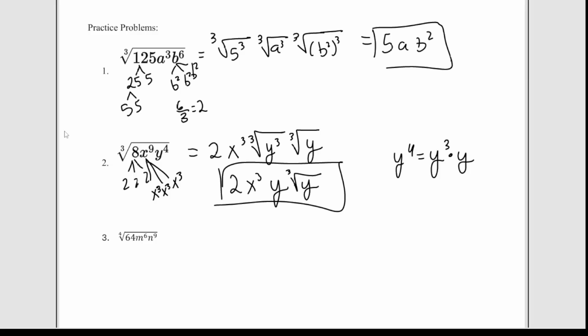The way you'll know that you did this right is if underneath the root, every power underneath that root is strictly less than that root. If not, that means that you have more to break out. So if, for example, you wrote this as 2x cubed times the cube root of y to the fourth, 4 is greater than 3. So your power underneath the root was greater than the root itself. That would mean that you need to simplify more.